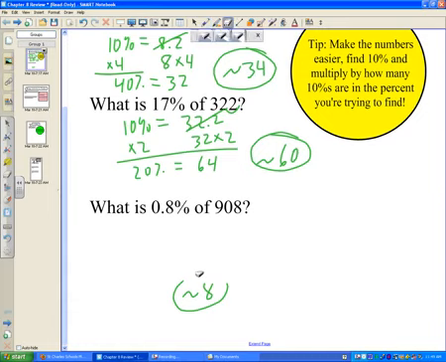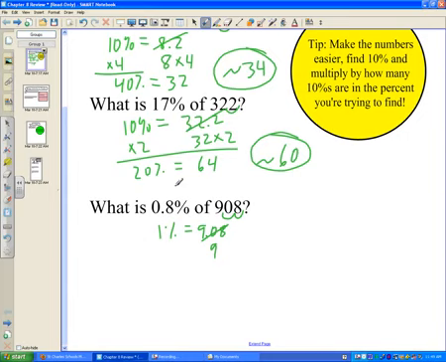0.9%, what that means, folks, is less than 1%. So not very many. 1%, to find 10%, I move it one place. Because why? I divided by 10. But to find 1%, I'm actually going to divide by 100, which means move it two places. So I get 9.08, but we're just going to call it, for estimation purposes, 9. If 1% is 9, I would say 0.8% is a little less than 9. Let's call it 8.